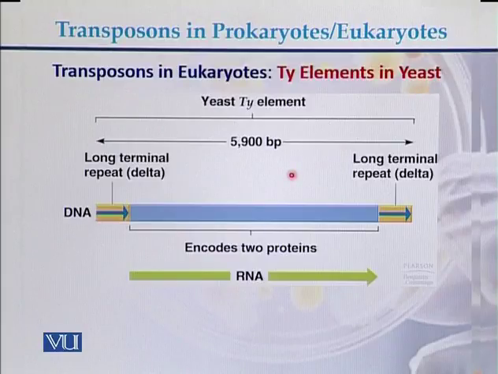So this is the diagram of the yeast transposon element, the Ty element. In the middle, there are two genes encoding proteins, and on both sides there are long terminal repeats, approximately 5,900 base pairs. So this is a typical Ty element which is found in yeast.